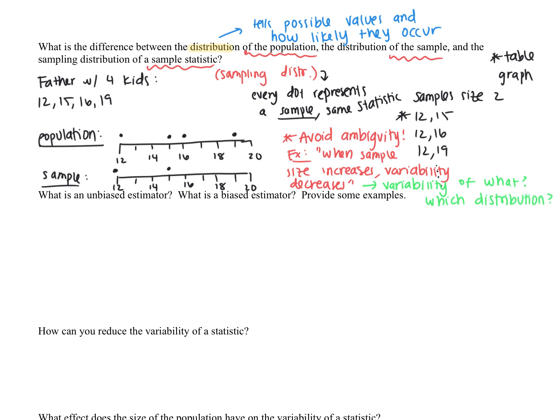All right, so what's my context? Am I talking about the population? Am I talking about the sample? Am I talking about the sampling distribution? So we need to specify these.